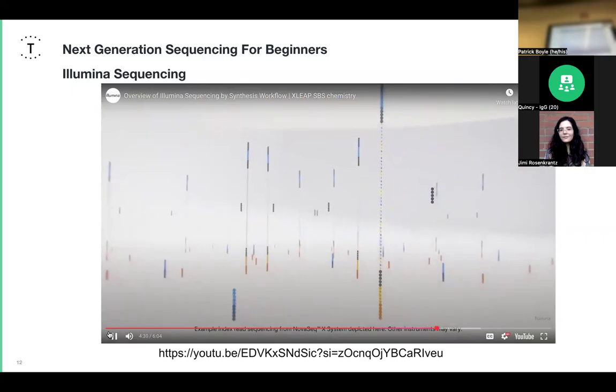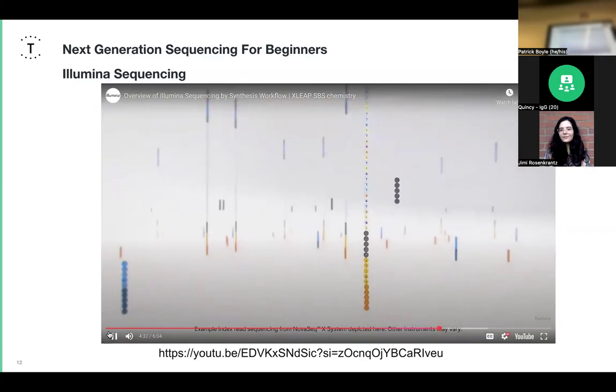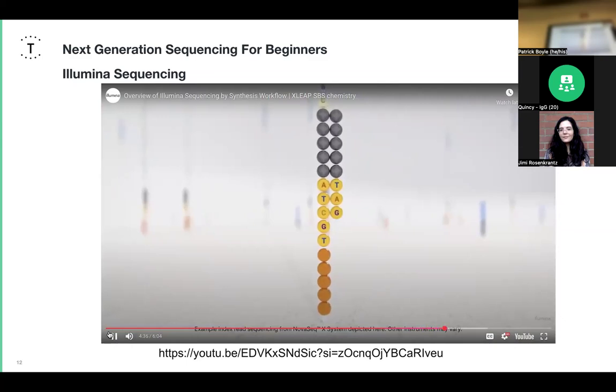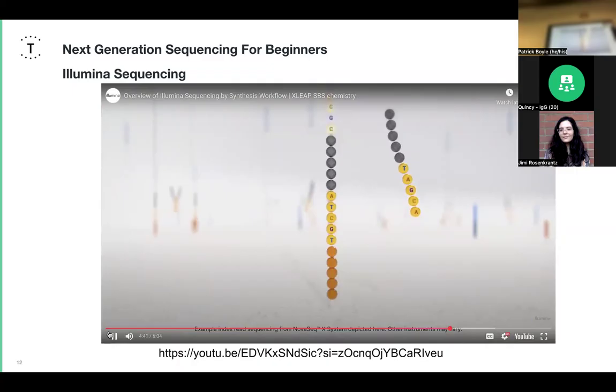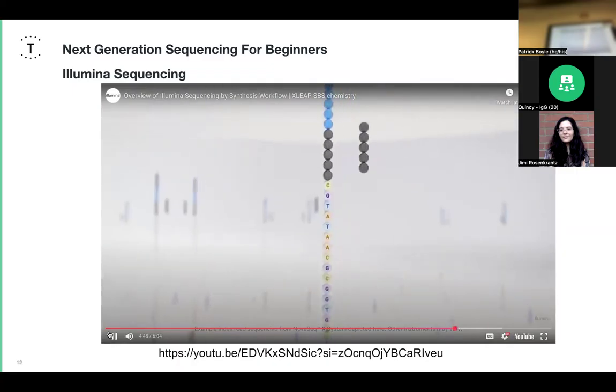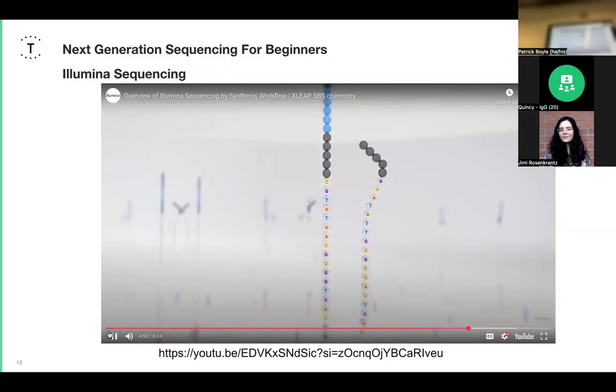Index 2 is read in the same manner as Index 1, with the introduction of an Index 2 sequencing primer. The Index 2 product is then washed away. Read 2 begins with the introduction of the Read 2 sequencing primer. As with Read 1, the sequencing steps are repeated until the desired read length is achieved. This entire process generates billions of reads representing all of the fragments.